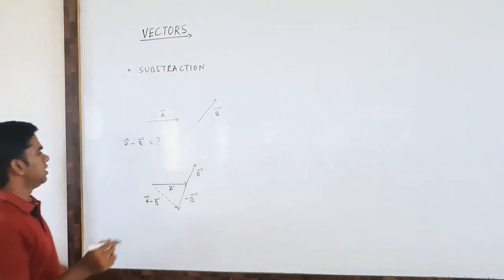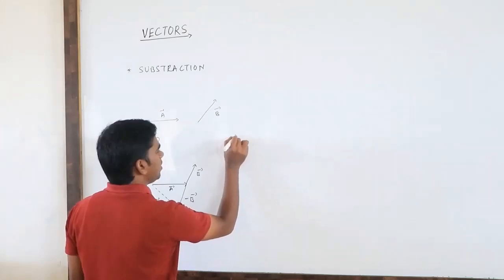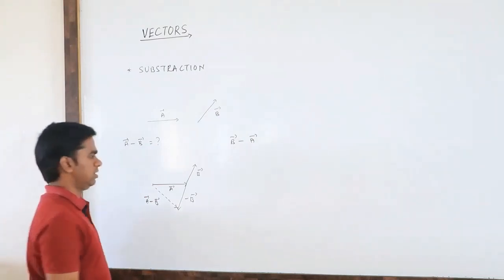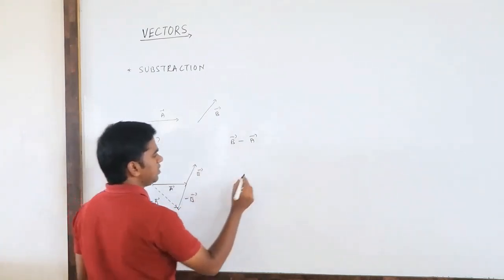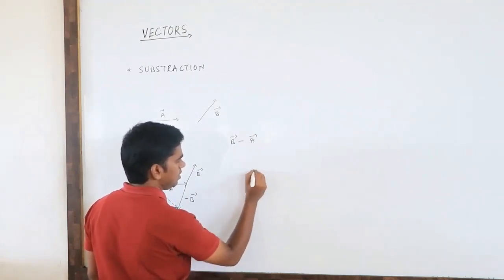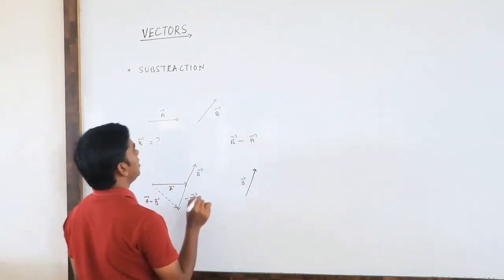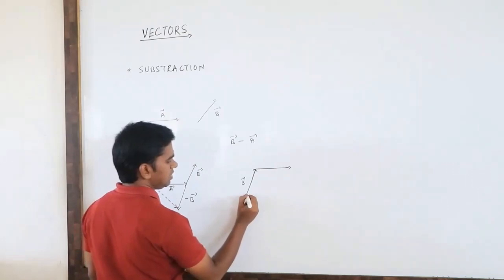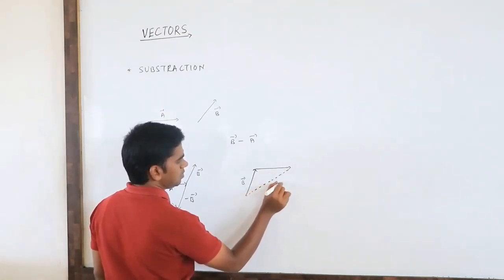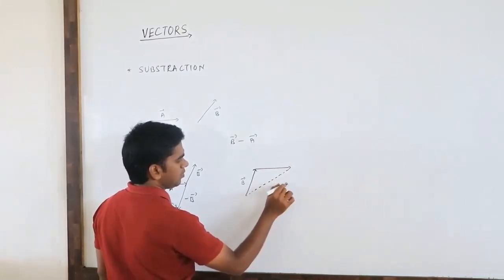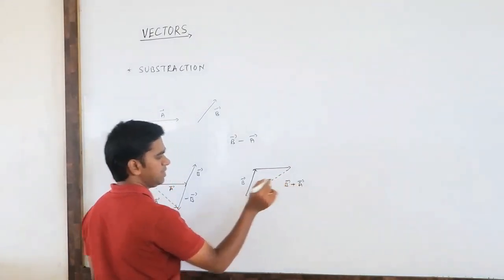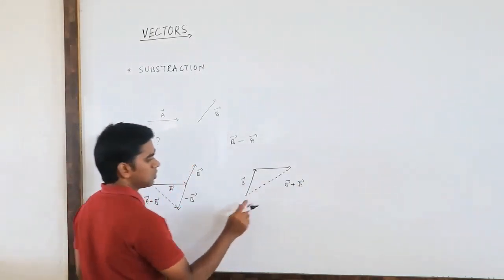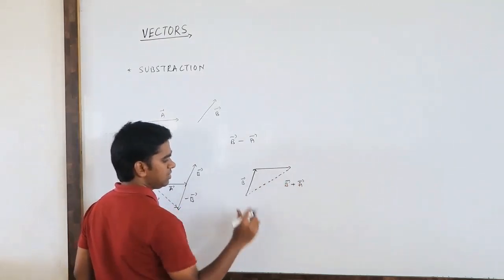Now you may ask, sir, what if I want vector B minus vector A? How can we find vector B minus vector A? You can follow the same thing here. First you draw vector B. This is vector B. So where is vector A? Vector A is here. This will give you vector B plus vector A. But what you want is vector B minus A. So in place of plus A, minus A is required. Okay.